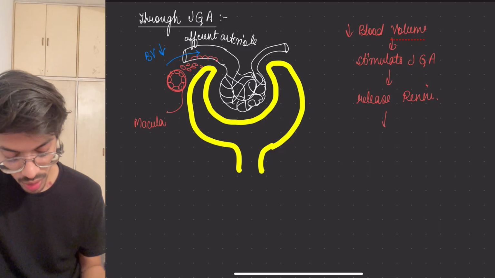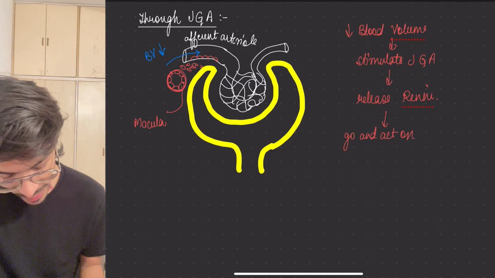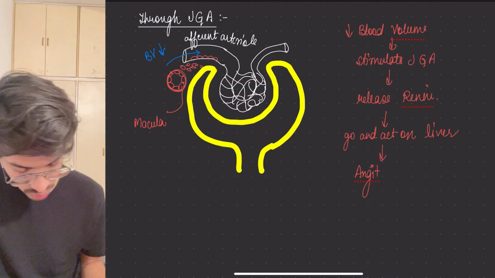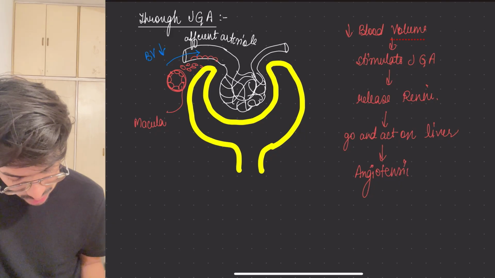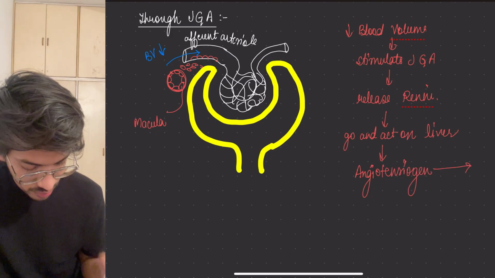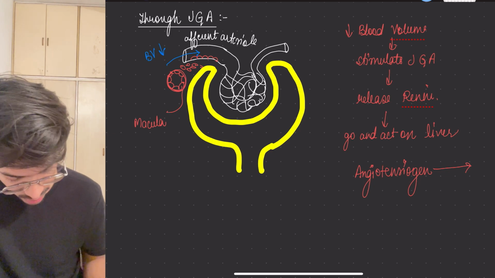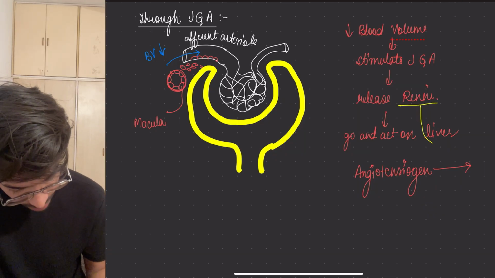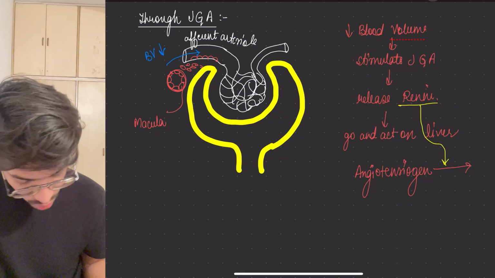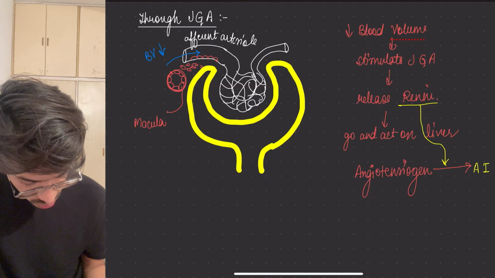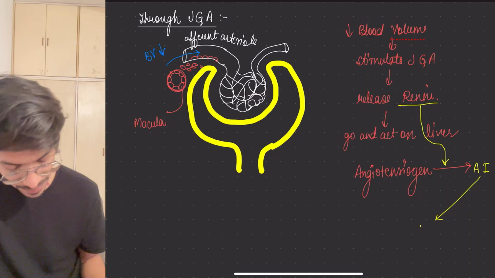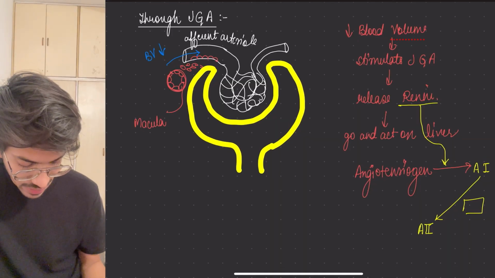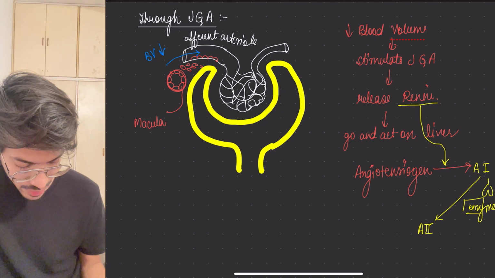Now what will this renin do? It will go and act on the liver, where it changes angiotensinogen into angiotensin 1, which will be changed into angiotensin 2 by the enzyme angiotensin converting enzyme, which is released by the lungs.